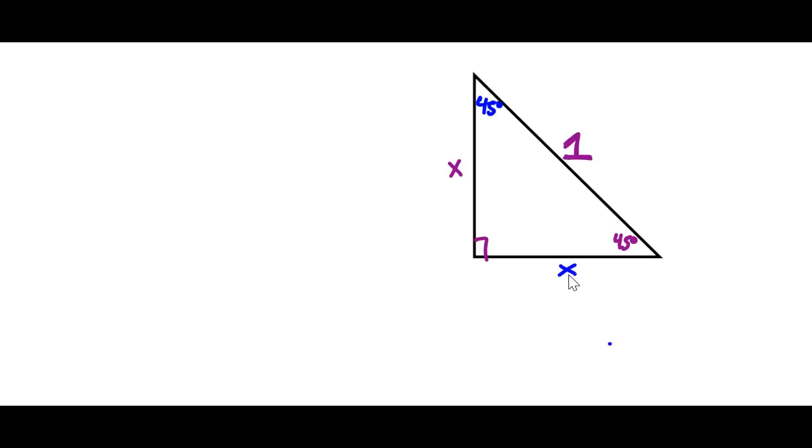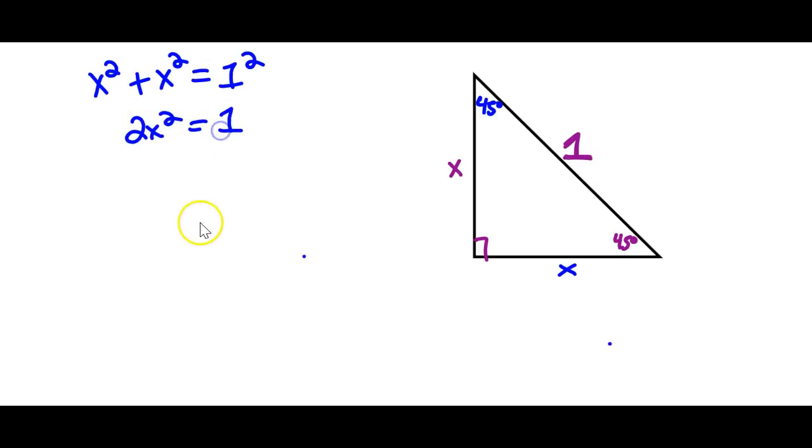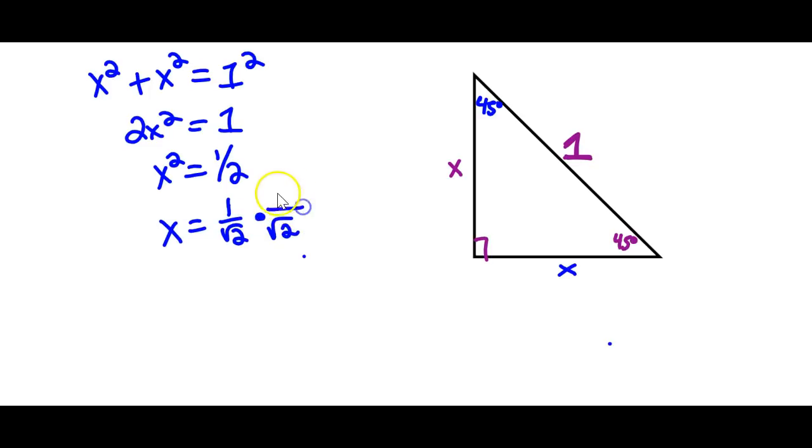And now you can do Pythagorean theorem and say, well, x squared plus x squared must equal the hypotenuse squared. And so this gives me 2x squared equals 1, or x squared is equal to 1/2. And then you're going to square root both sides, and you get 1 over the square root of 2. And if you rationalize that denominator by multiplying by square root of 2 over square root of 2, you get square root of 2 over 2. That equals your x.